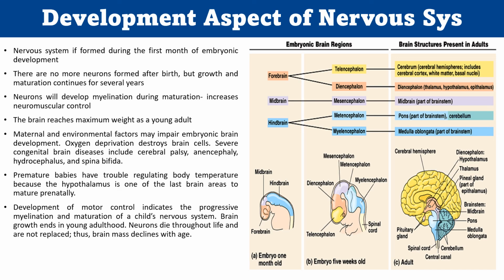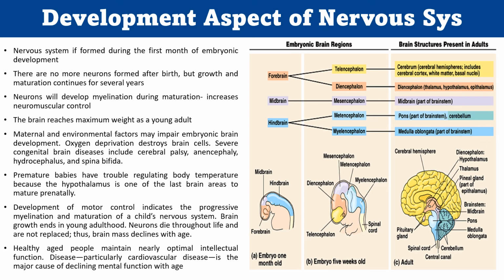Brain growth ends in young adulthood. Neurons die throughout life and are not replaced, thus brain mass declines with age. Healthy aged people maintain nearly optimal intellectual function. Disease, particularly cardiovascular disease, is the major cause of declining mental function with age.